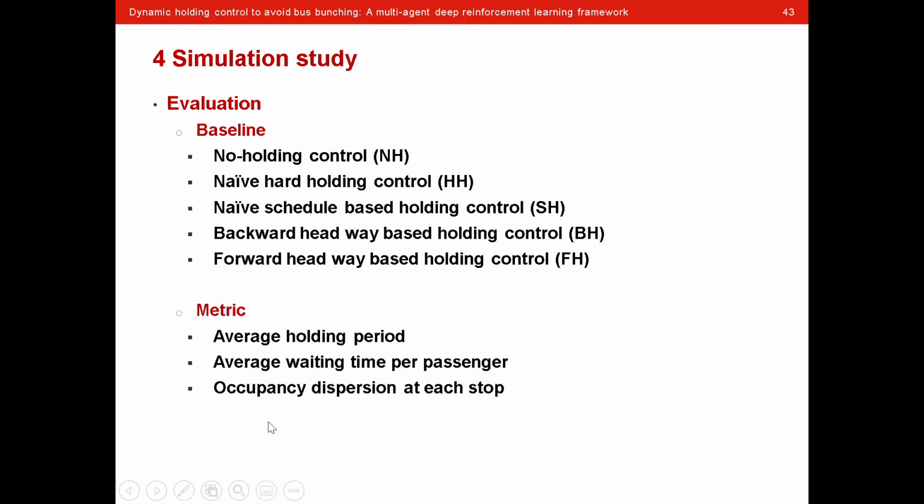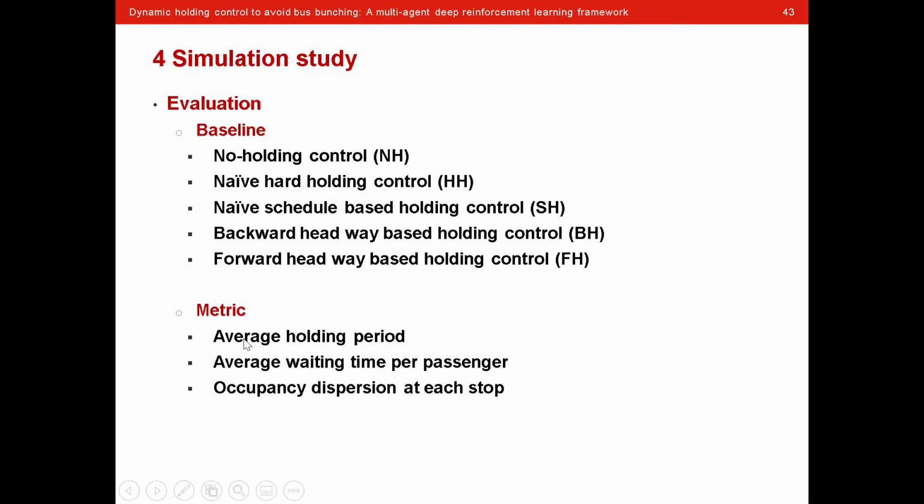And we compare our method with the following 5 baselines. The first is the no holding control, which means that we do not implement a specific control strategy, just let the bus run on the corridor on its own. The second is the naive headway holding control, where we introduce a target headway. And the naive schedule-based holding control, where we introduce a target schedule. And there are also some dynamic holding control strategies which consider backward headway or forward headway.